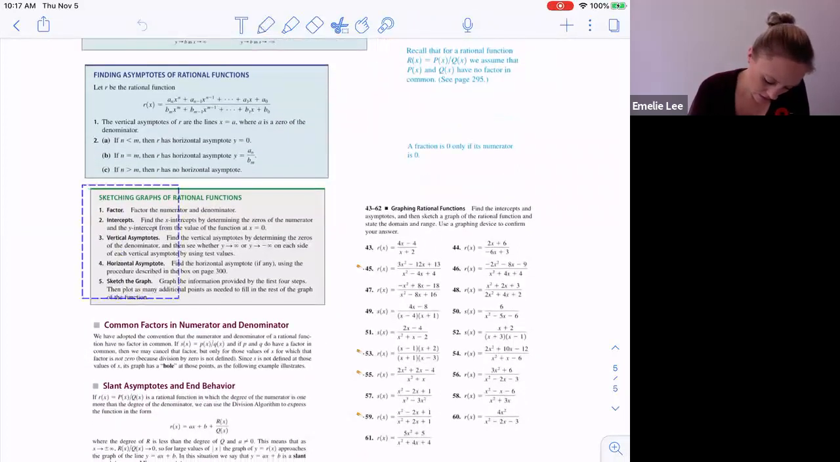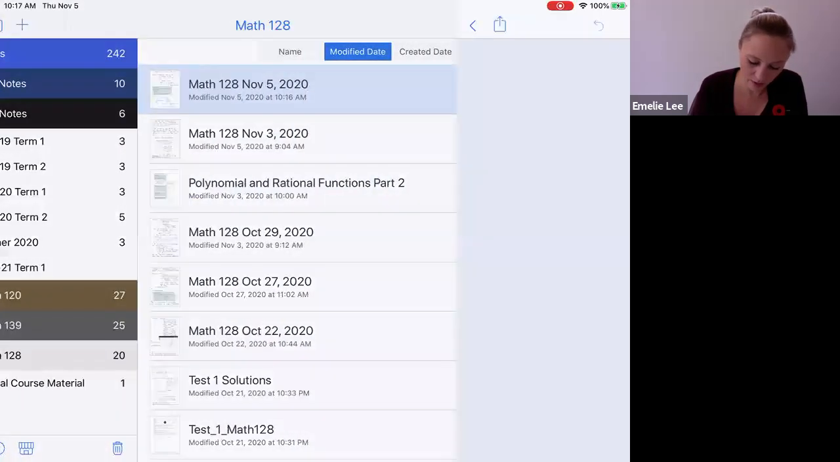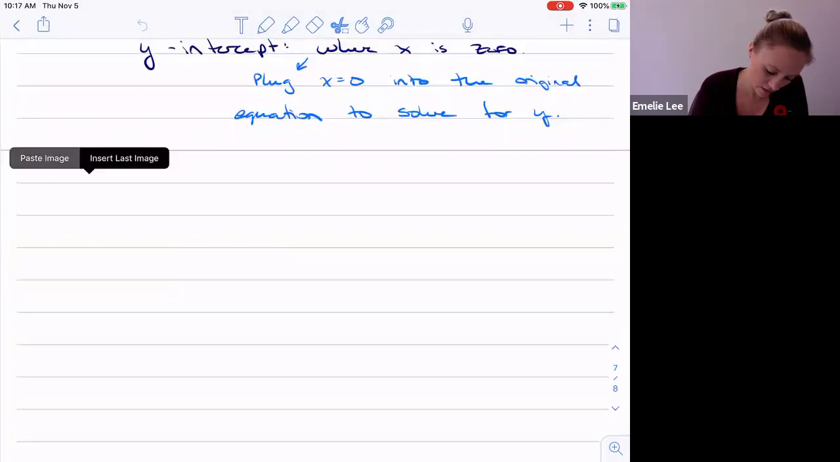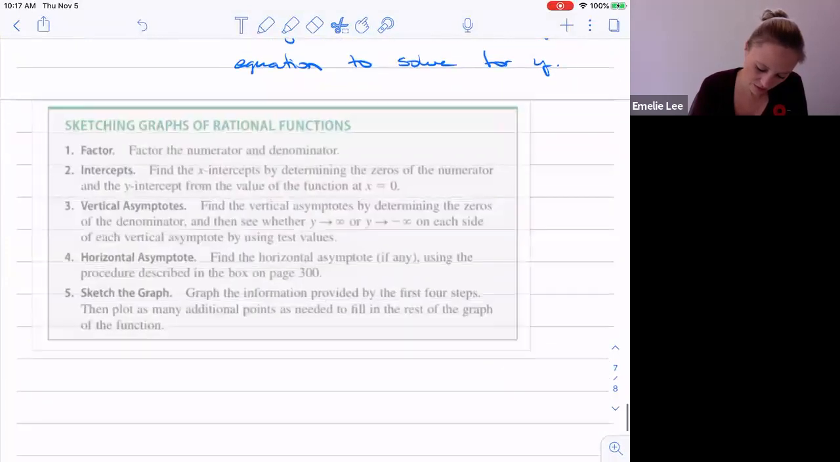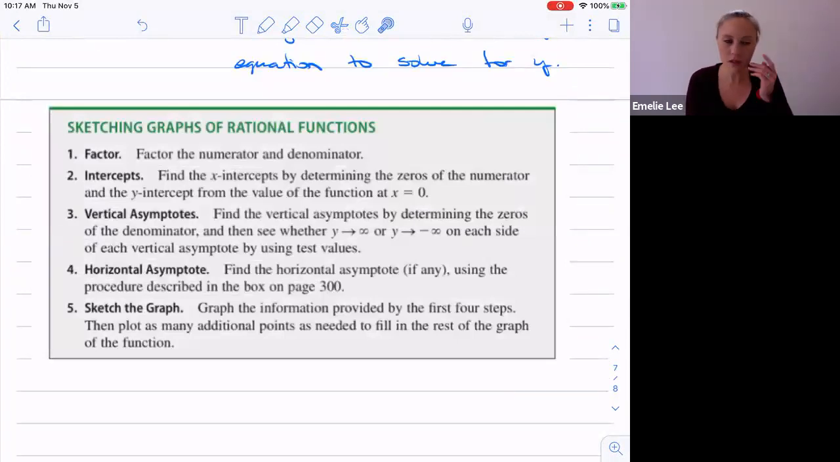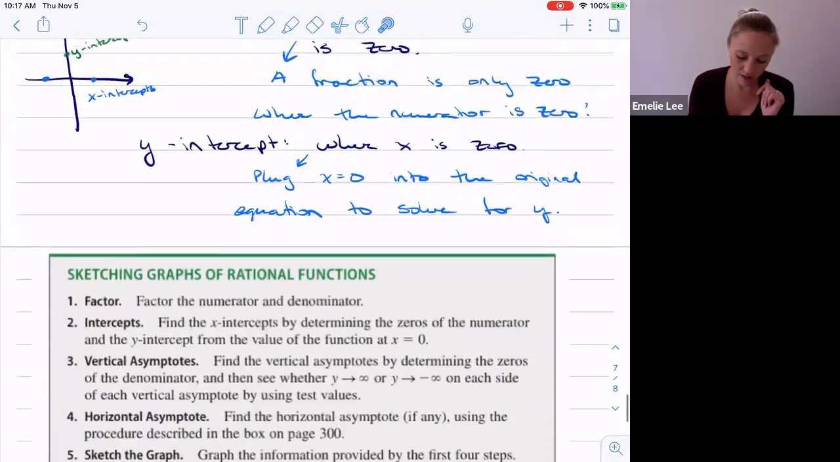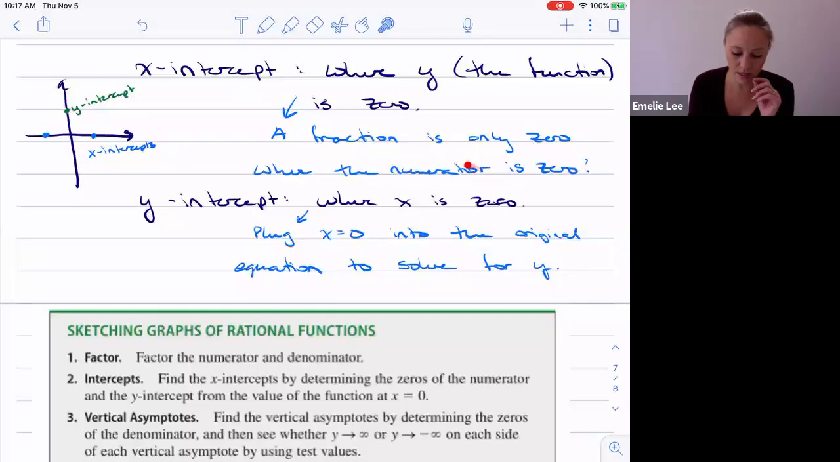Let's talk about just the general steps for how we graph things like this. Rational functions and their graphs. So, sketching graphs of rational functions. Like we just established here, because you have to know for the x-intercepts, right?